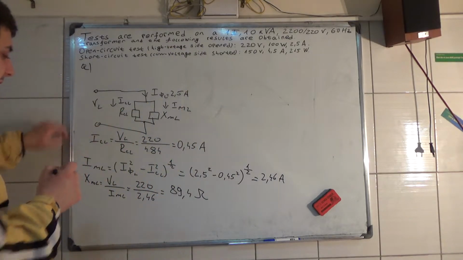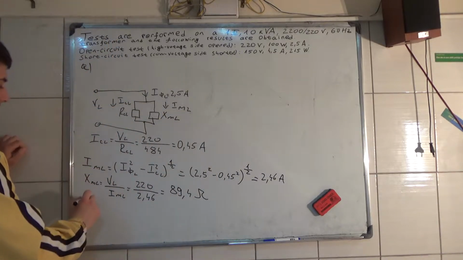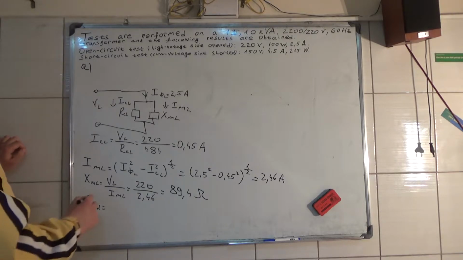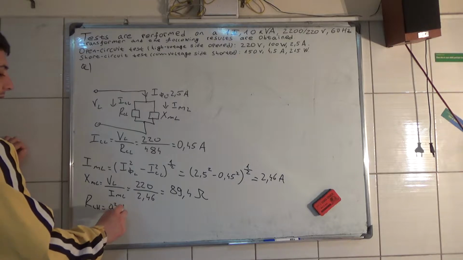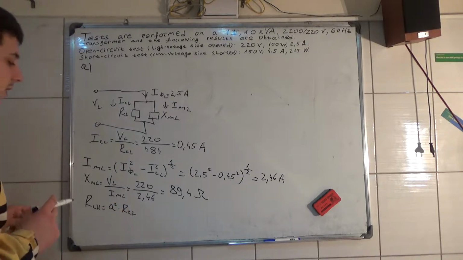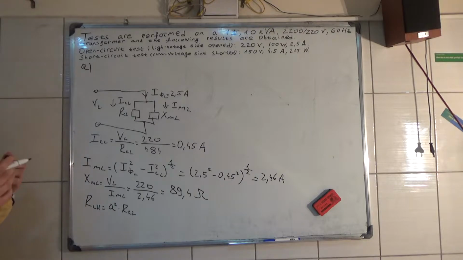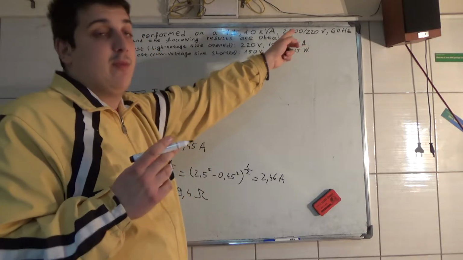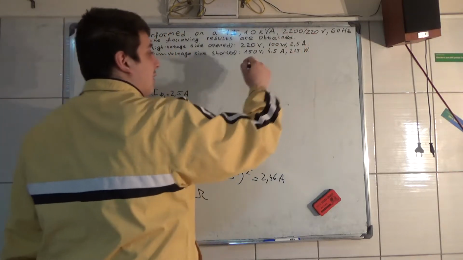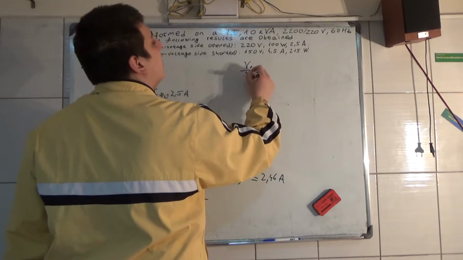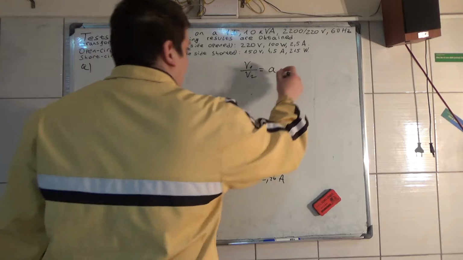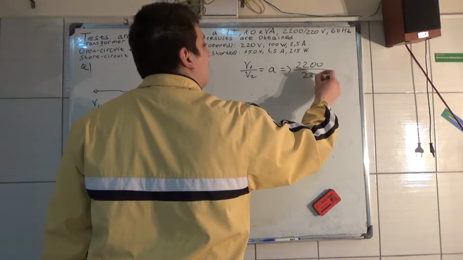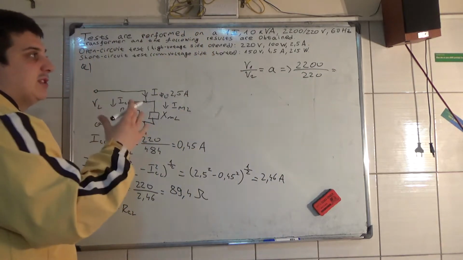So the core loss for the high voltage side, capital H, is A squared divided by RCL. Now, how do we know what is the turns ratio? Well, look at this. It says the voltage of the primary side to the rated voltage, V1 divided by V2, is equal to A. You have 2,200 volts divided by 220 volts. So the turns ratio of this transformer is 10.